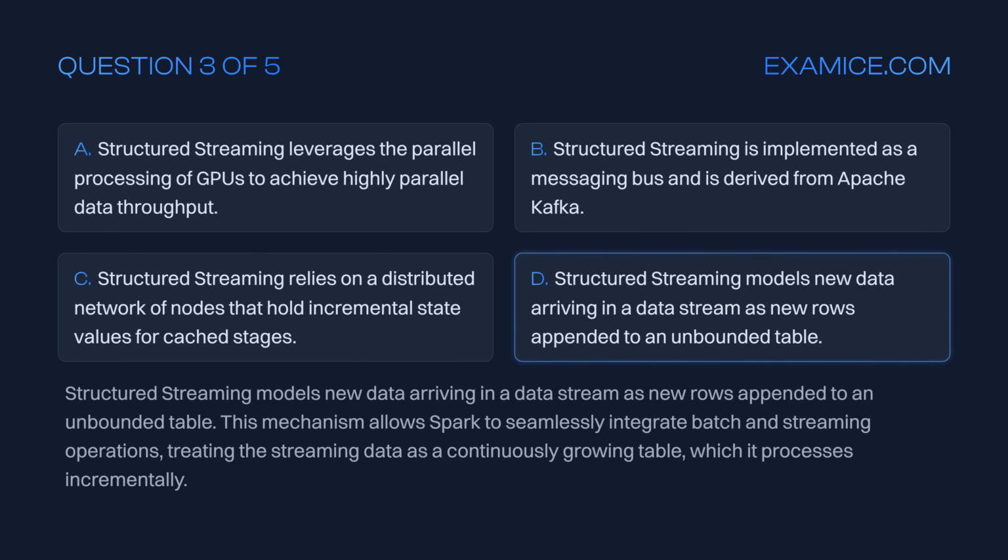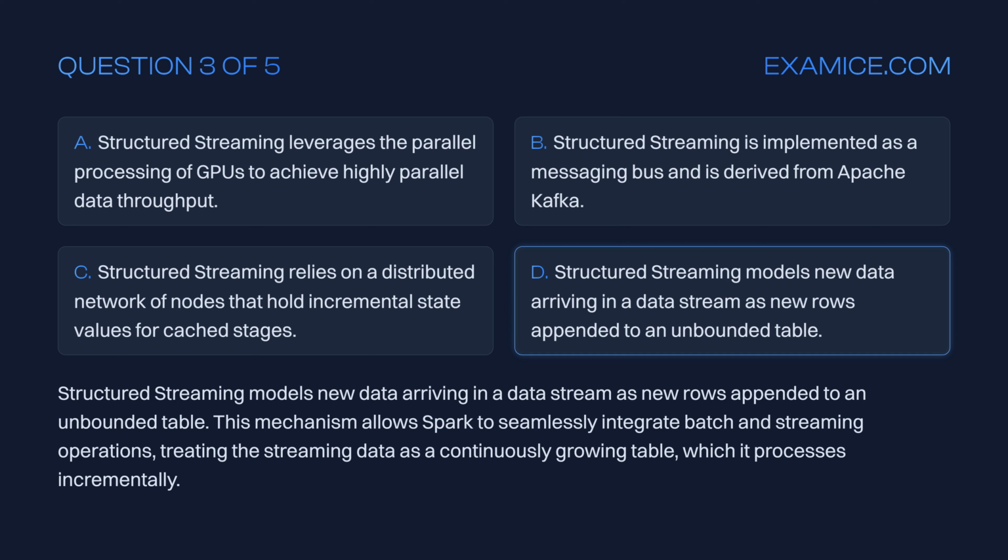The answer is option D. Structured streaming models new data, arriving in a data stream as new rows appended to an unbounded table. This mechanism allows Spark to seamlessly integrate batch and streaming operations, treating the streaming data as a continuously growing table, which it processes incrementally.